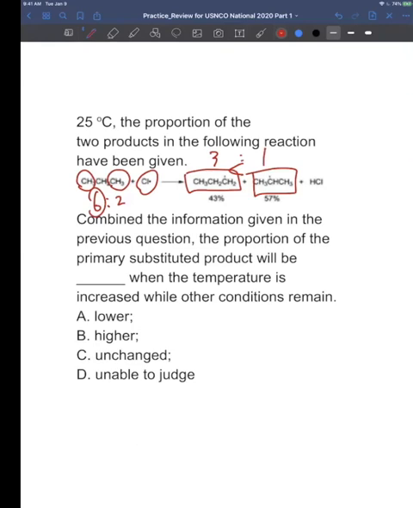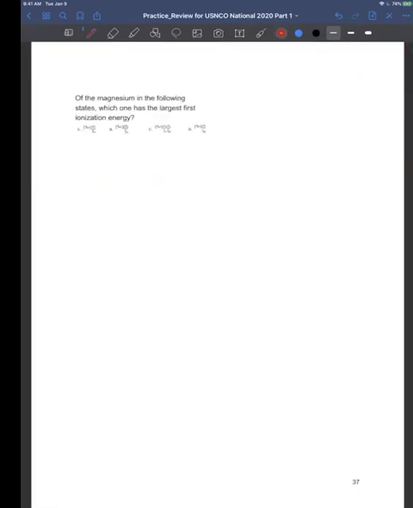Does this make sense to you? I don't think you really need to use the information from the previous question, but it's a little bit related because at least you understand higher temperature will result in a faster reaction rate, and then the reaction will be less selective. Make sense? Let me know if my explanation is not convincing and you have other ideas about this question. The answer is B.